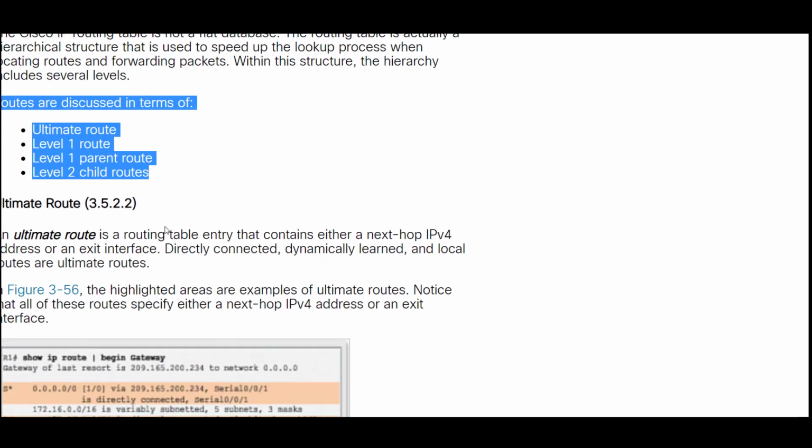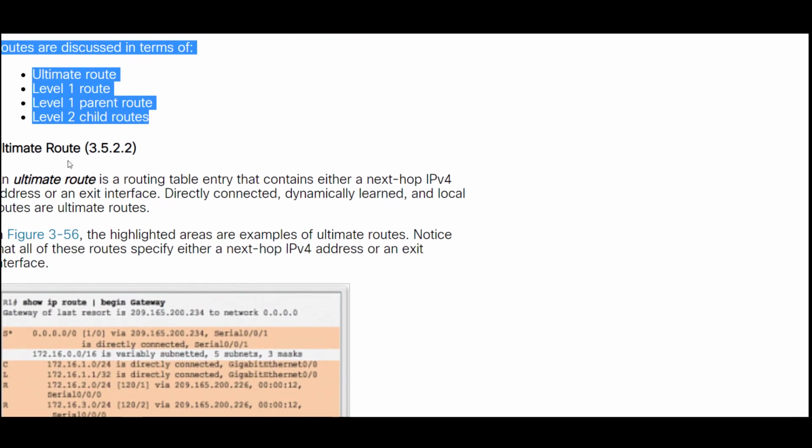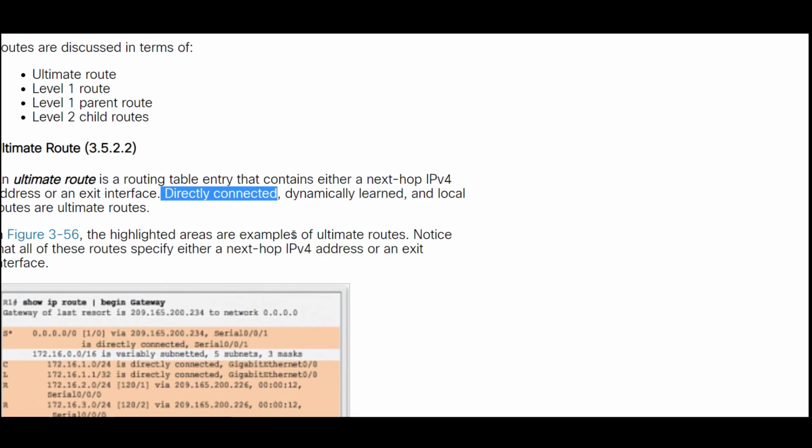You will understand. Now I'm going for the ultimate routes. What is an ultimate route? Very simple. Ultimate routes mean directly connected, we already discussed what is directly connected. Then dynamically learned. Dynamically learned means learned by using any routing protocol, RIP protocol or OSPF protocol, anything. Then any local route, that means if it stands for L, this is called an ultimate route.